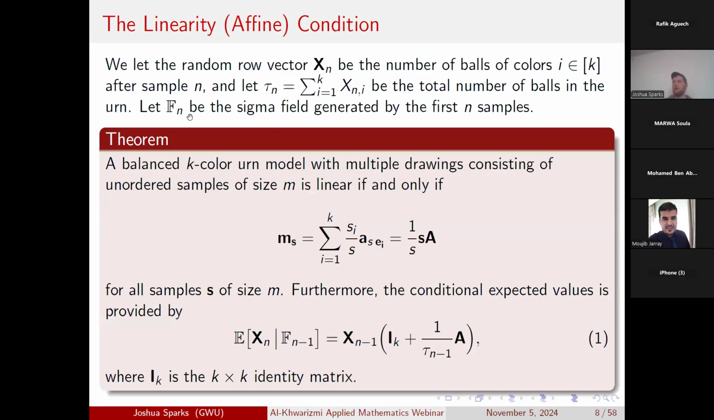So, for example, if I let tau sub n be the total number of balls in the urn, a nice way to keep in mind is that tau sub n is just the number of balls at the initial condition plus B times the number of draws that we've had. So that is another way to simplify our function to determine the number of balls in each of these colors. So we have a random row vector, we'll call it X sub n in bold, to be the number of balls of color 1 through color k after sample n. Basically, this is the structure of the urn after we draw n balls.